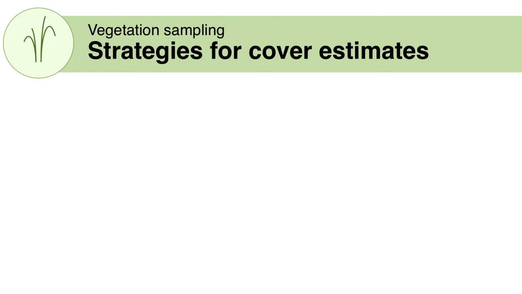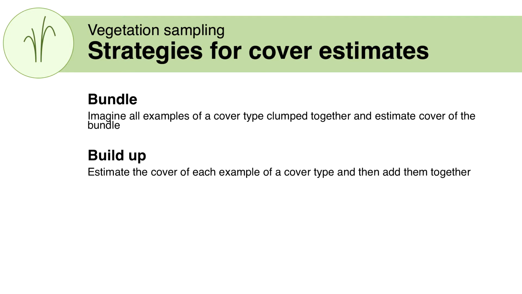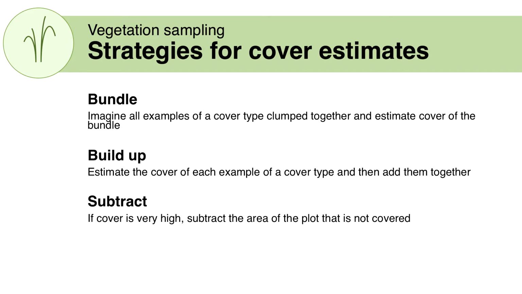So let's walk through some strategies for estimating cover, because this can be a bit tricky. So let's go through some examples. One strategy is to bundle, where you can imagine all examples of the cover type are clumped together, and then you can estimate cover of that bundle. Another strategy is to build up, so you can estimate the cover of each specific example of a cover type and then add them together. Another strategy is subtracting. So this is particularly helpful if a cover type is really dominant in the plot, where it might actually be easier to subtract the area that's not covered by that cover type.